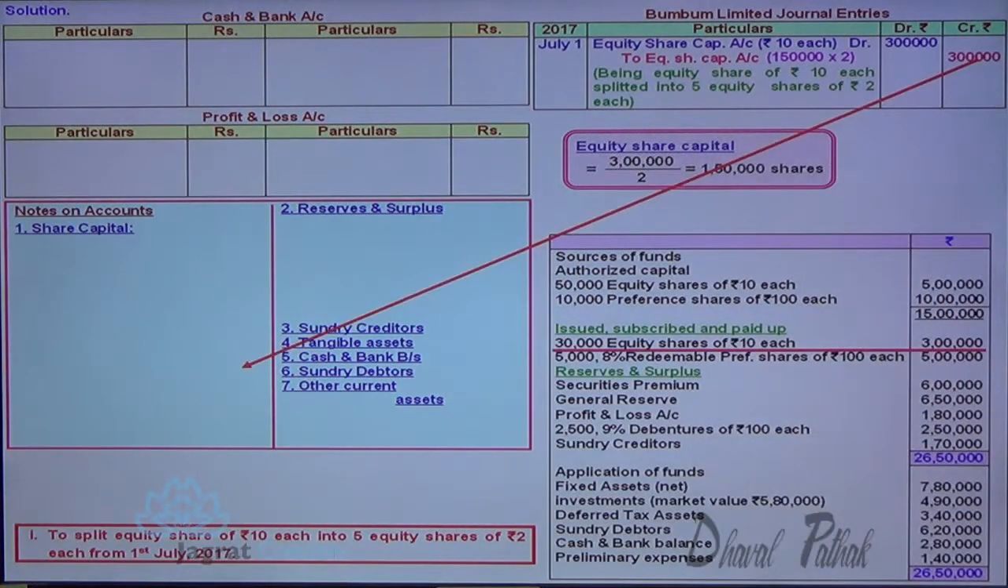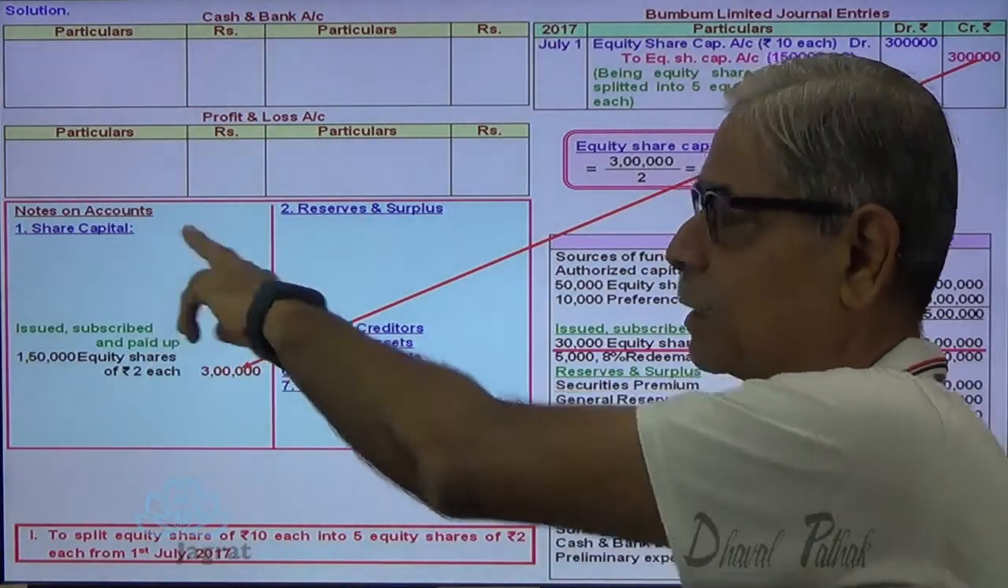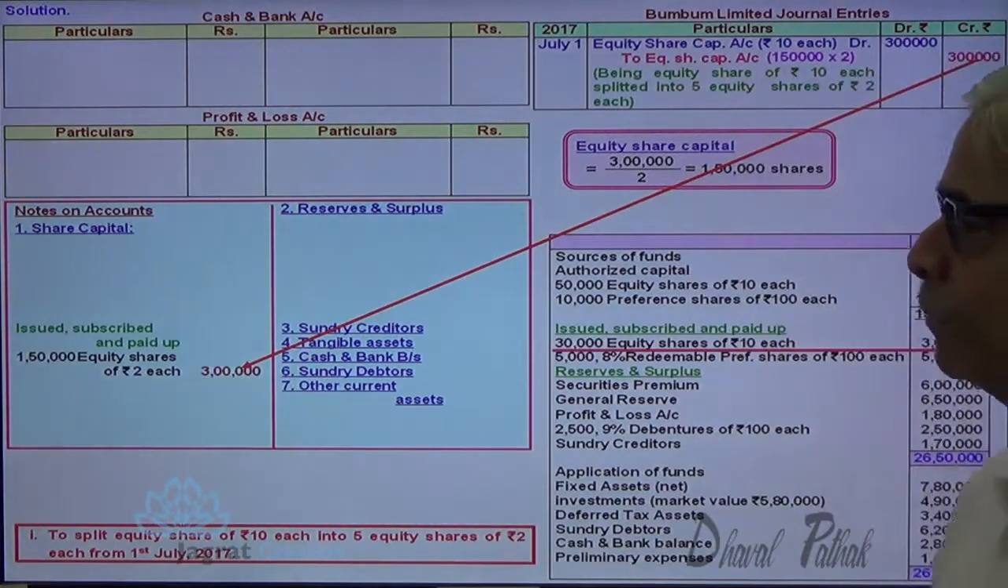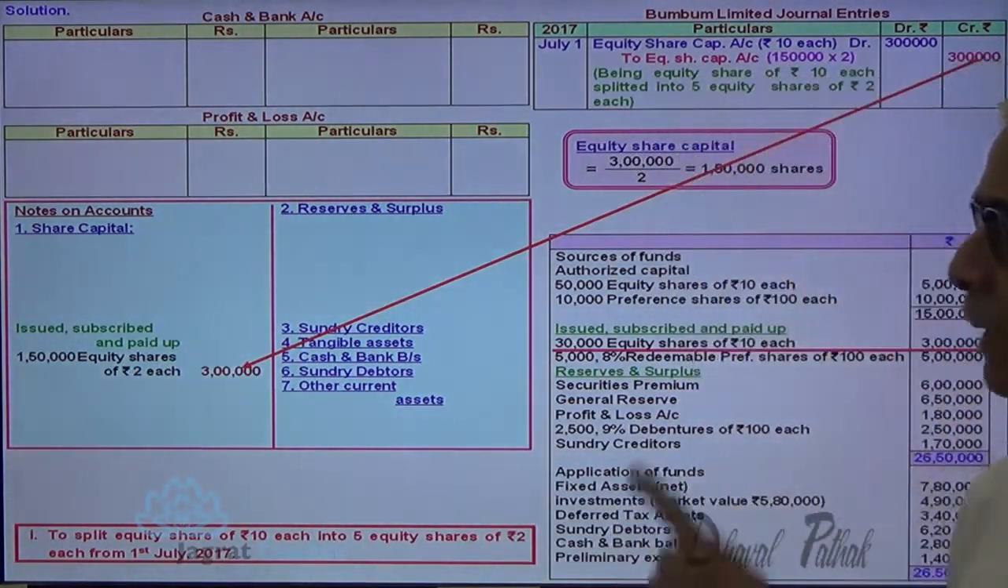Now how will it be reported? Authorized and subscribed capital are right here, because this is the space for authorized share capital. Issued, subscribed and paid up capital 3 lakhs. But here the denomination has changed to 1,50,000 equity shares of rupees 2. That's an important point.